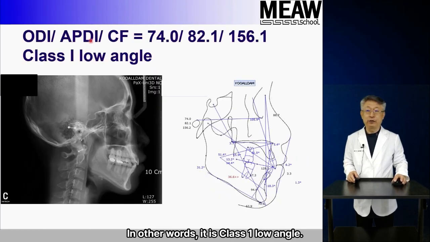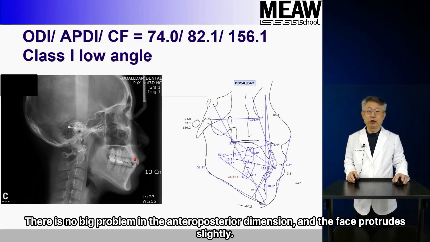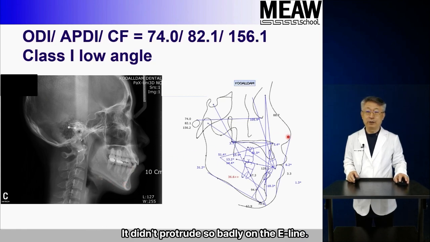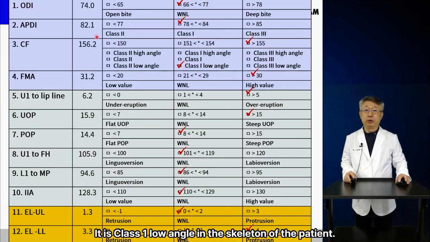In other words, it is class 1 low angle. There is no big problem in the anteroposterior dimension, and the face protrudes slightly. It didn't protrude so badly on the E-line. It is class 1 low angle in the skeleton of the patient.